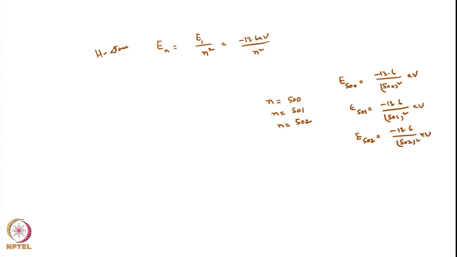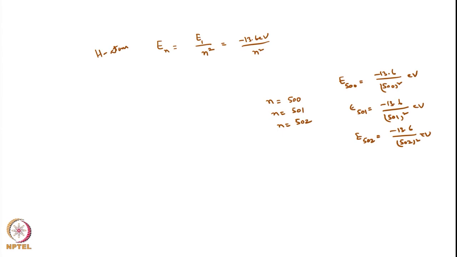Now, if you plot these energies, they will be very close to each other. In fact, the difference will be less than milli electron volts. In fact, it will be micro electron volts. So essentially, the energy levels 501 and 502 are lying on top of each other. So such will be the scenario.